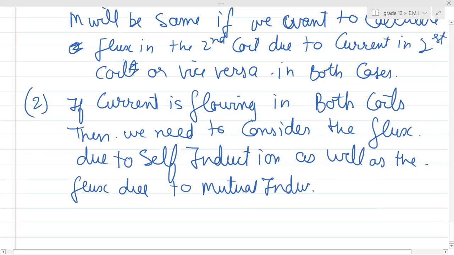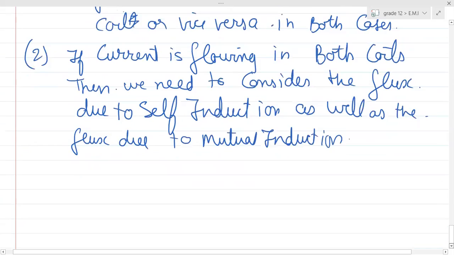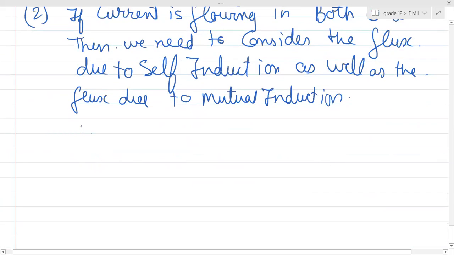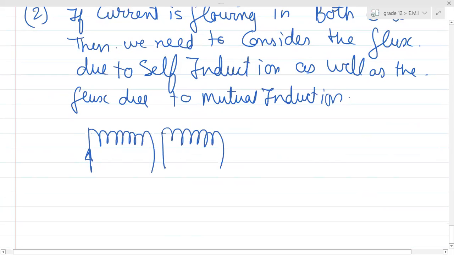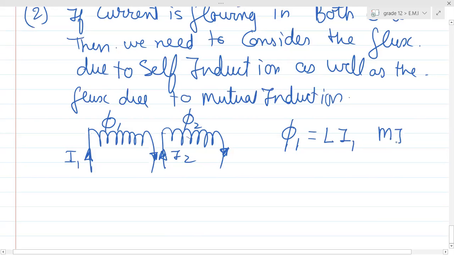If there is current flowing in both the coils, let's say here the current is I1 and here the current is I2. If I want to find out the flux in the first coil and the flux in the second coil, then the flux in the first coil will be because of the current in itself, so L into I1, as well as due to the mutual induction of this current I2, so M into I2, and here we'll write plus minus because there is a reason for it.